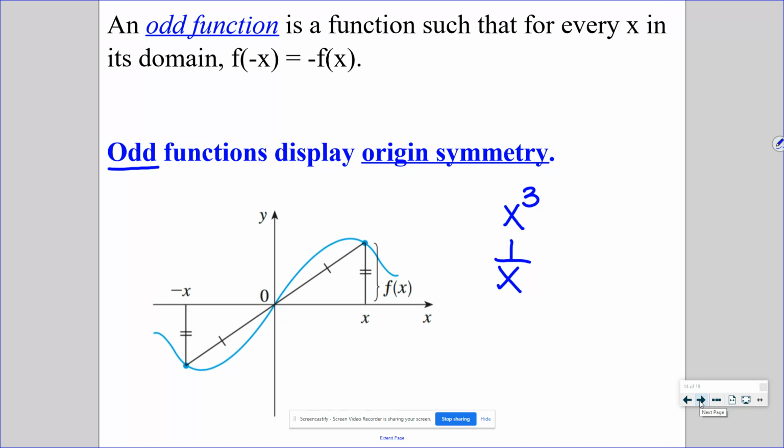Odd functions are going to be the opposite. So an odd function is if you have an x value that's negative and an x value that's positive, the signs, see the sign up here on the outside? The signs of those two y values are going to be opposite.